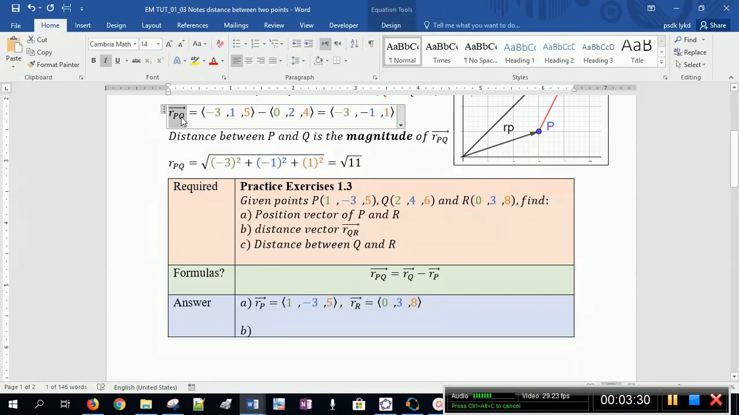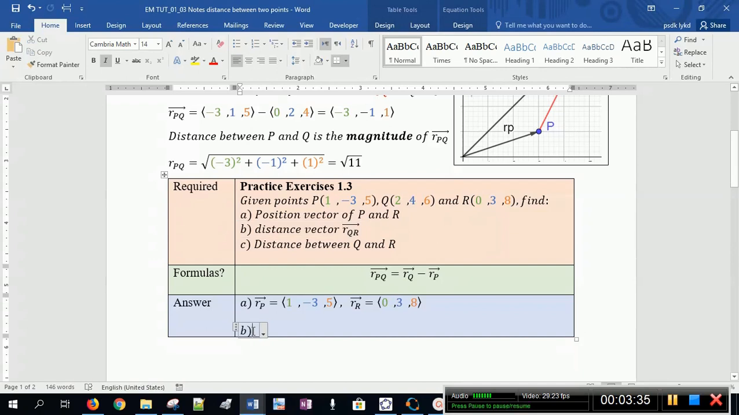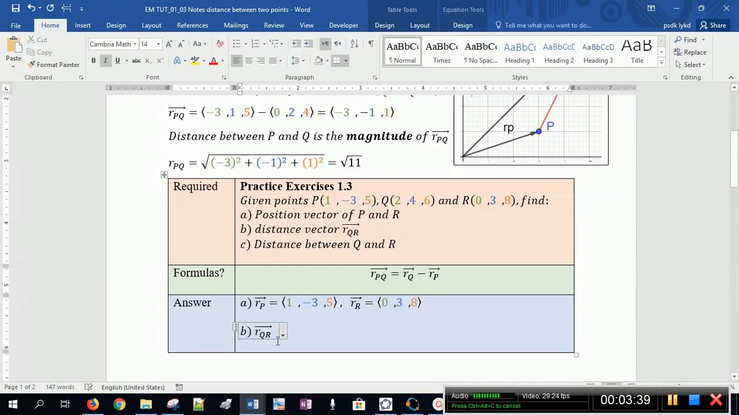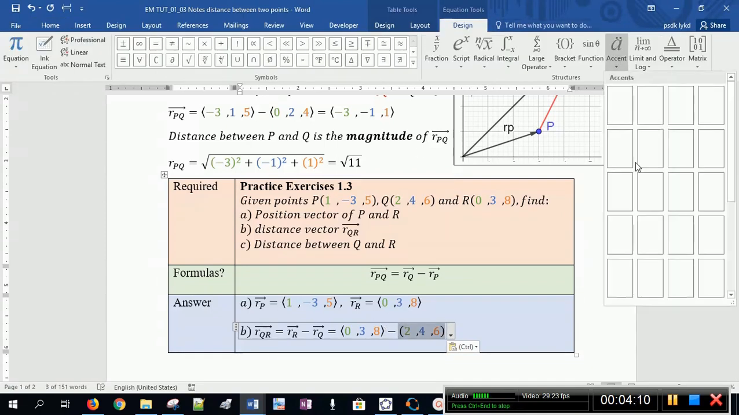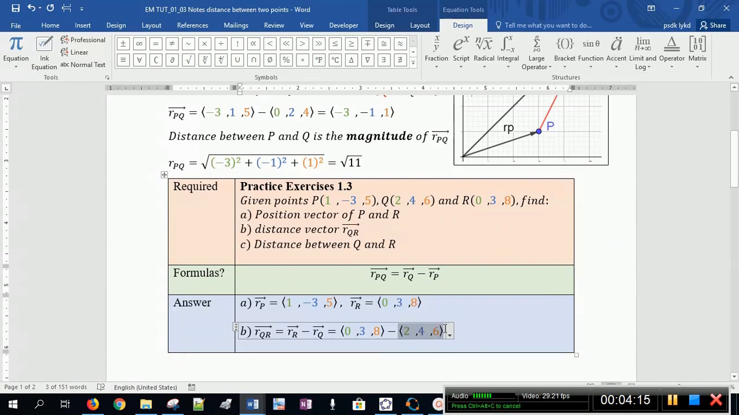This is part A. Part B, distance vector RQR. So the distance vector RQR will be equal to RR minus RQ, which is: RR is this one, minus RQ is this one, but in vector form. 0 minus 2 is minus 2, 3 minus 4 is minus 1, 8 minus 6 is 2. This is the distance vector between Q and R.